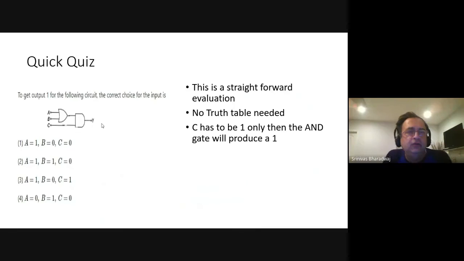Okay, to get output for the following circuit, the correct choice for the input is what? How do you get this circuit to produce a 1? This circuit will produce a 1 when C is 1. That much you know, right? You need both this and this to be 1. Therefore, C has to be 1. The only one where C is 1 is this one, right? So here A or B, at least one of them has to be 1. So here A or B is 1. So let's choose only 3.